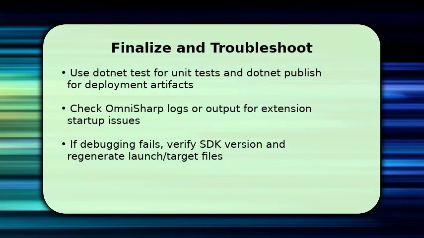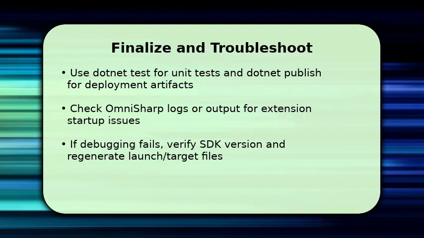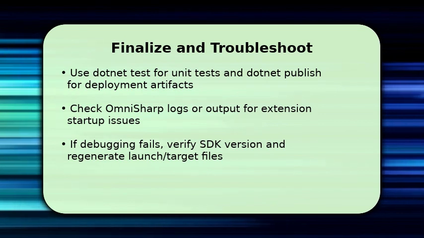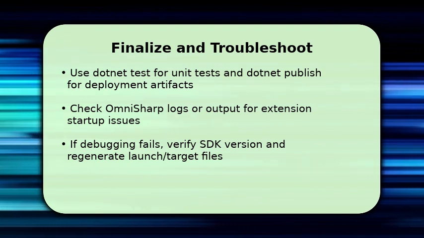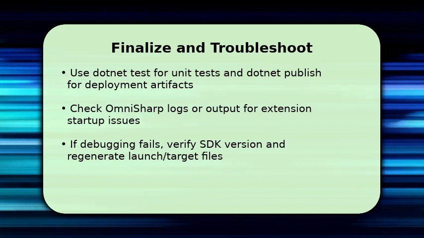deployable artifacts. If things go wrong, check the output and OmniSharp logs inside VS Code to spot missing SDKs or project load errors. Make sure the workspace uses the correct SDK by running dotnet info, and if the debugger won't attach, regenerate the VS Code launch.json and tasks.json by removing them and letting VS Code recreate assets. One quick tip: restart.